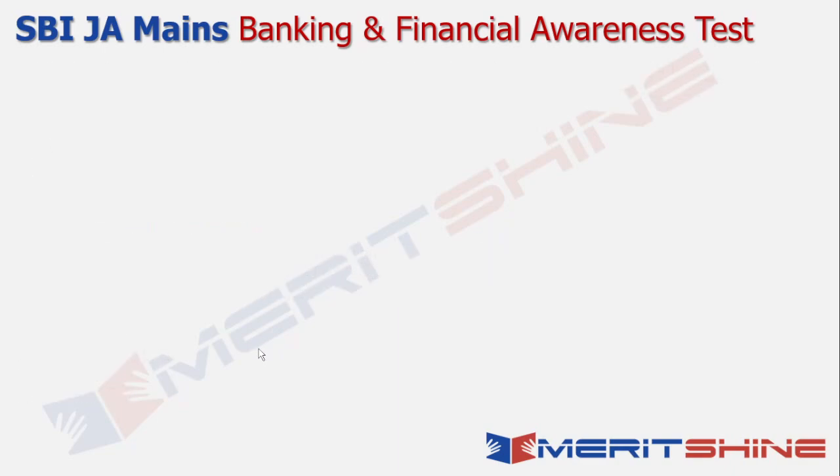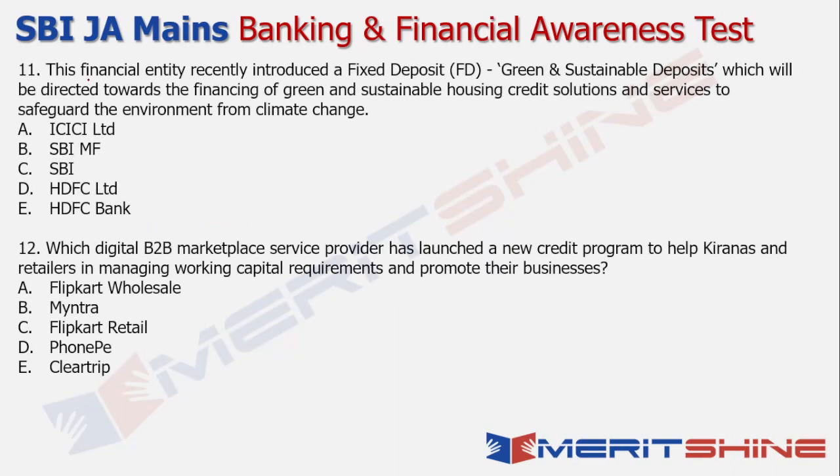Let's move on to the next set of questions, 11 and 12. So 11 basically talks about this financial entity recently introduced an FD, which is basically your green and sustainable deposits, and whatever deposits it's able to collect from customers from this standpoint will be directed towards the financing of green and sustainable housing credit solutions and services towards the safeguarding of the environment from climate change. So the answer in this case is fairly straightforward.